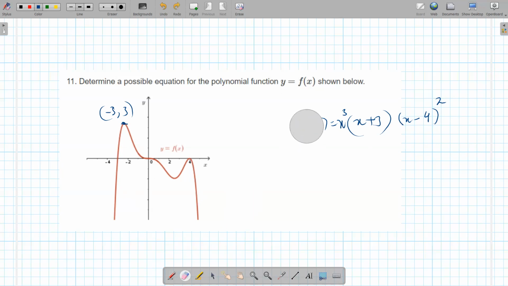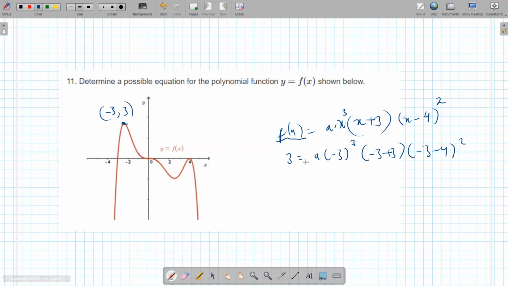Whenever you're doing a question like this, the leading coefficient is in the front. It's going to be A. Now we're going to plug the y value in as f of x, that's 3, and plug x as -3 to find exactly what A is, and it's going to end up becoming a negative number. I'm just going to plug the x as -3 and the y as 3.